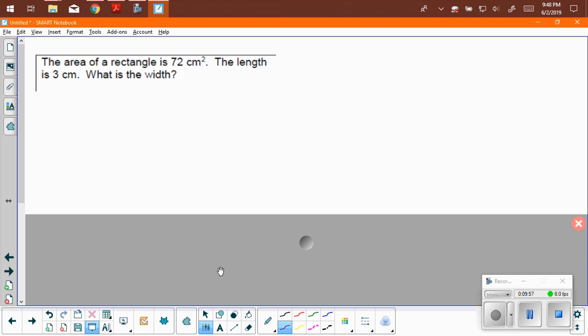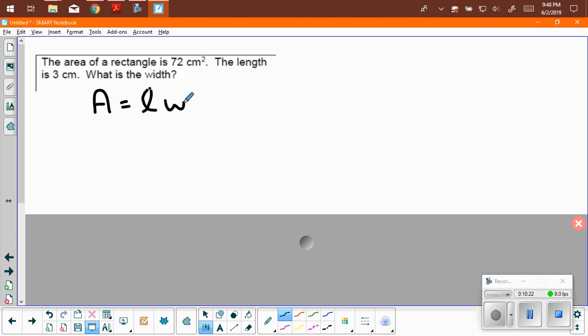So the first one, the area of a rectangle is 72 centimeters squared. The length is 3. What is the width? Okay, again, you may be able to reason that through in your head pretty quickly what you have to do, but we're going to show the whole process, and I need you to be able to do this process. Okay, so I'm going to start with writing down the formula. Area equals length times width.